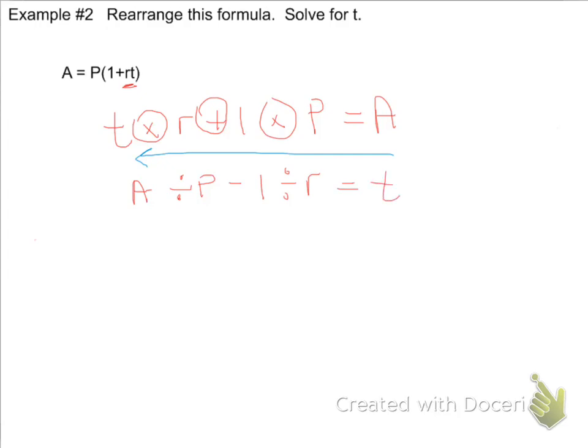So very carefully we have to write this out. T equals a over p, because that's a divided by p, minus 1, and then the whole thing, the step we're at right now, is going to be divided by r. Okay, to help make sure everything's accurate, the whole top, that whole thing has to be divided by r, just so we're clear.